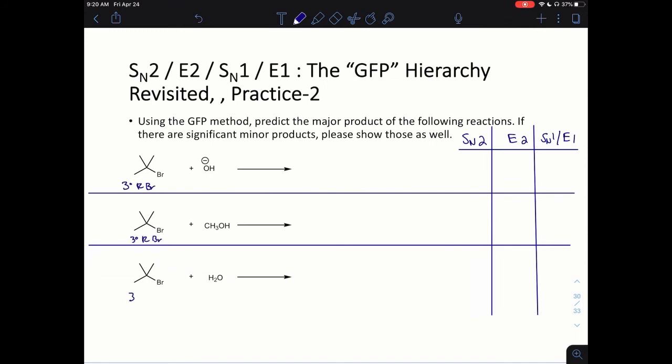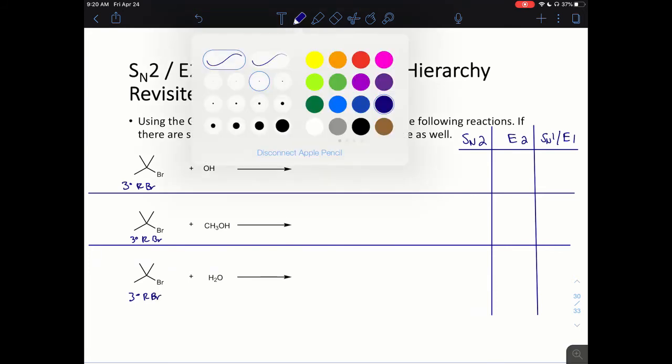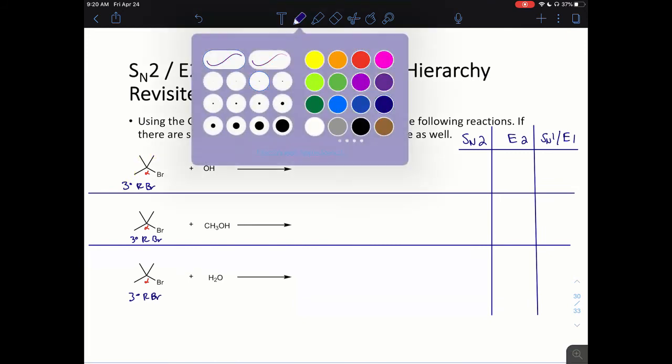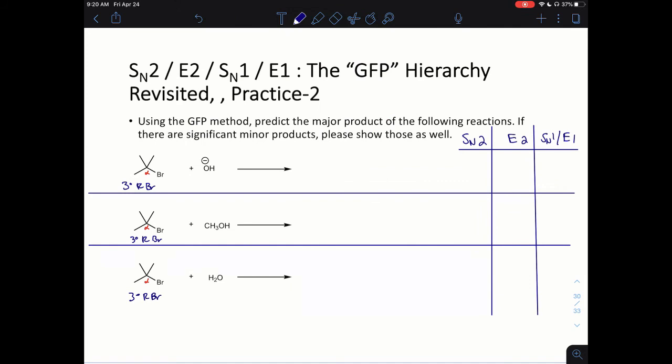A good place to start when you're solving any predict-the-product question for the rest of your time in organic chemistry is to label functional groups. And for alkyl halides, the substitution pattern is also really important to have. So all of these are tertiary alkyl halides. The rate of SN2 and the rate of SN1/E1 depends on the substitution pattern of the alkyl halide.